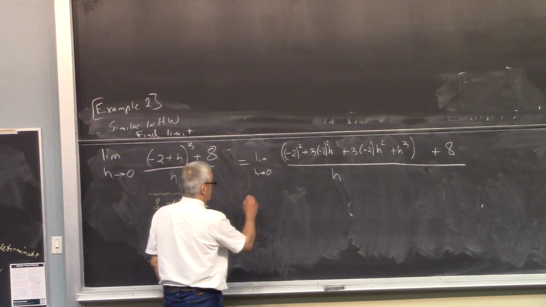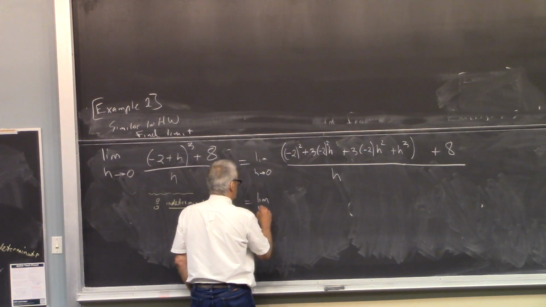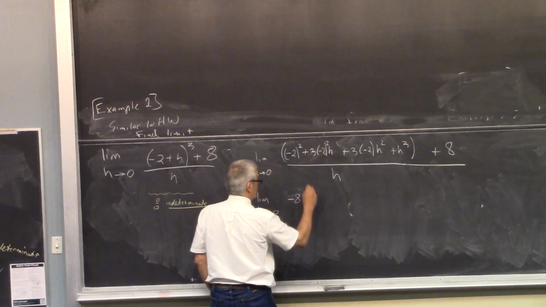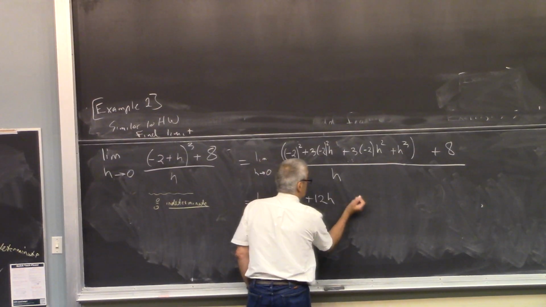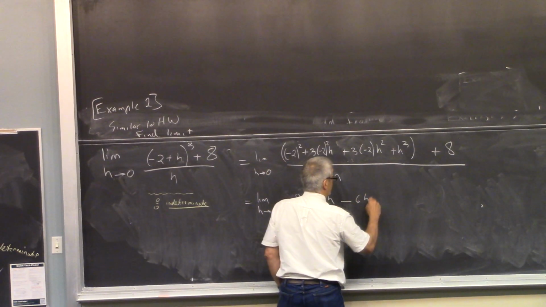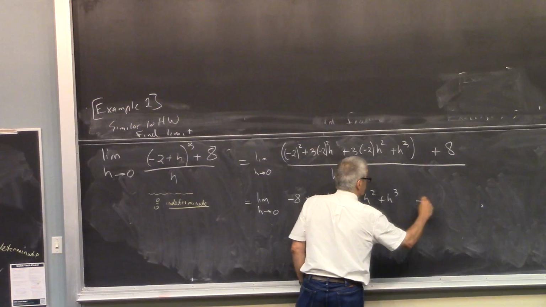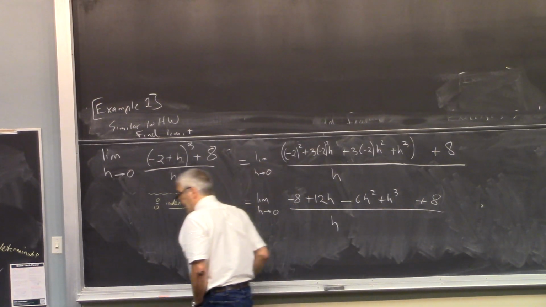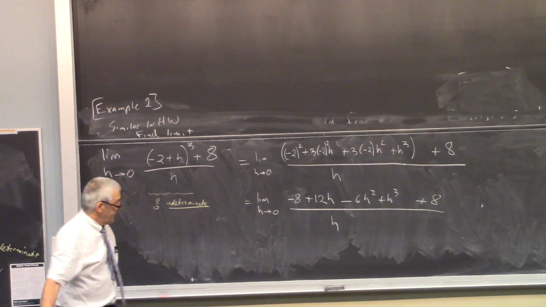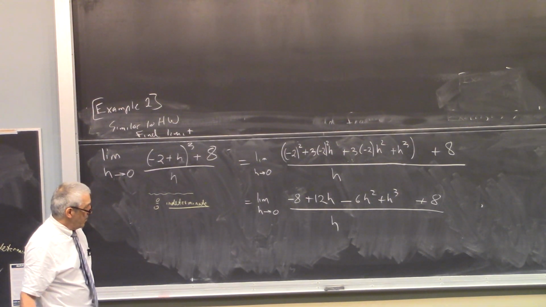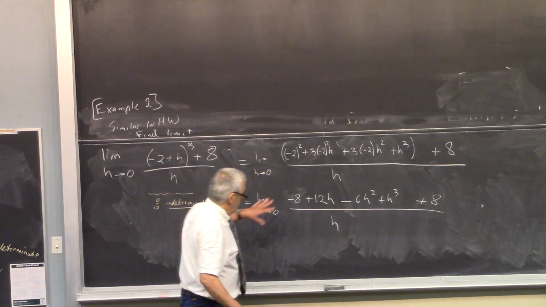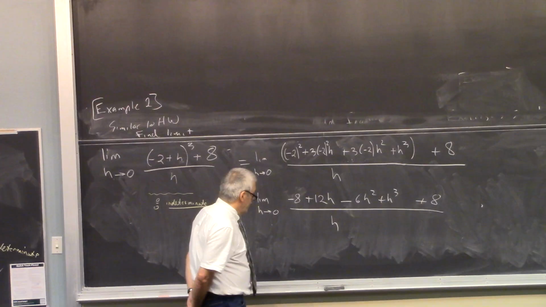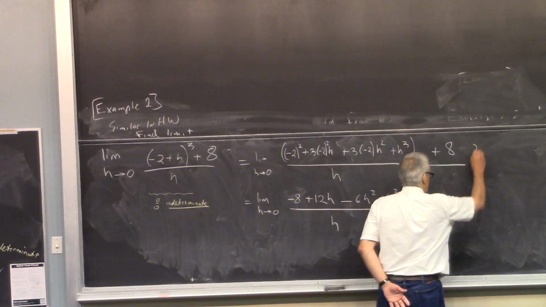So let's simplify this. This is going to be minus 8 plus 12h minus 6h squared plus h cubed, plus 8, over h. And notice that these are all still indeterminate. If I plug in h equals 0, all these things are going to be 0. I'm going to have minus 8 plus 8 on top. That's going to be 0. So this is still indeterminate.